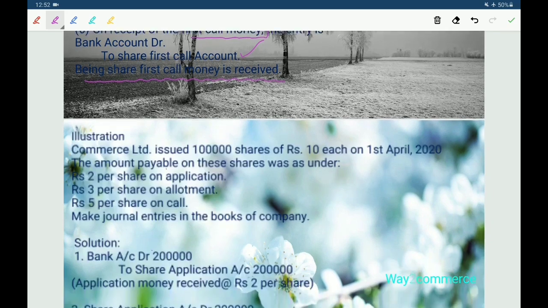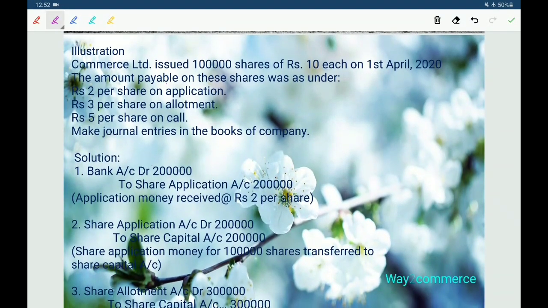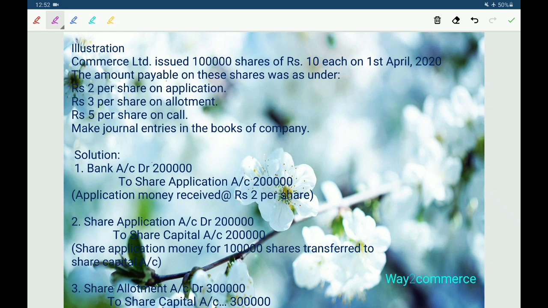Now we understand with an example. Commerce Limited issued 1 lakh shares of 10 rupees each on 1st April 2020. The amount payable on these shares was as under: 2 rupees per share on application, 3 rupees per share on allotment, 5 rupees per share on call. Make journal entries in the books of the company.